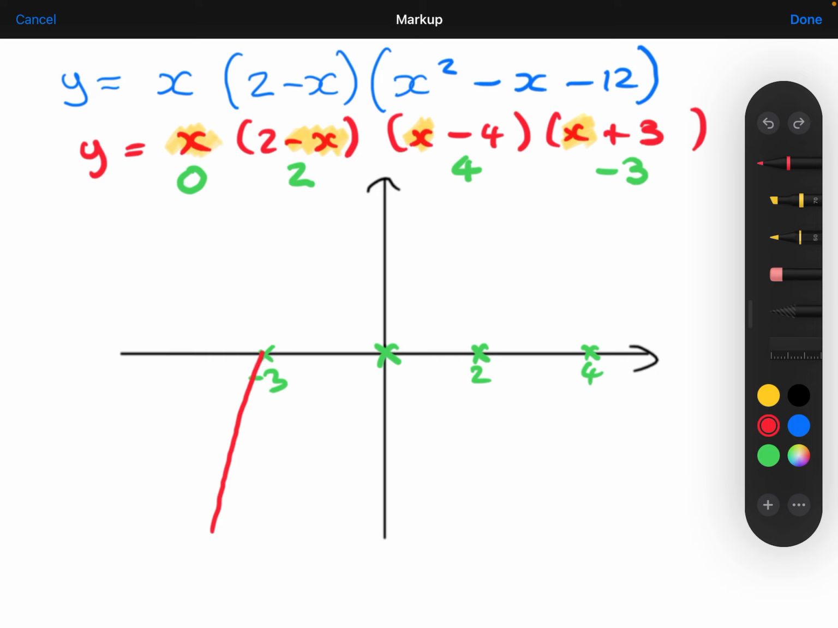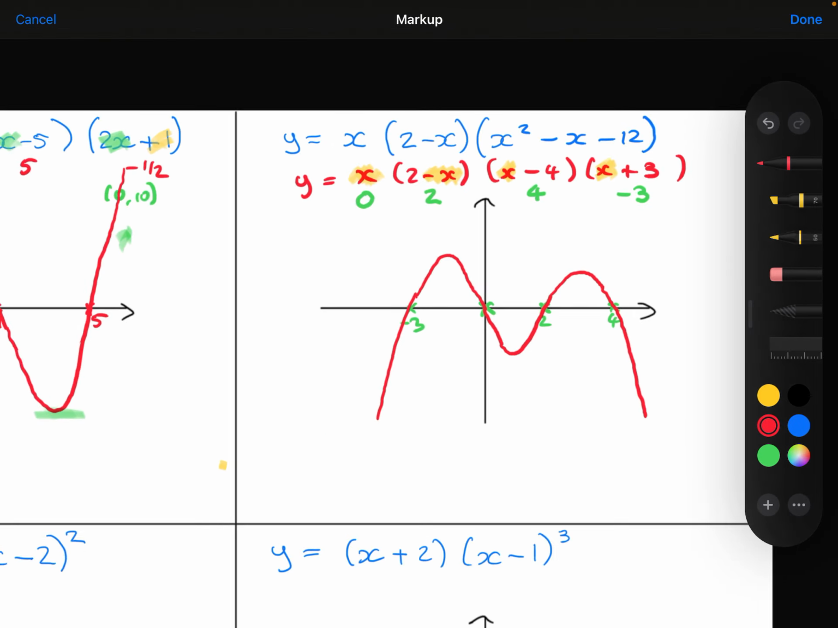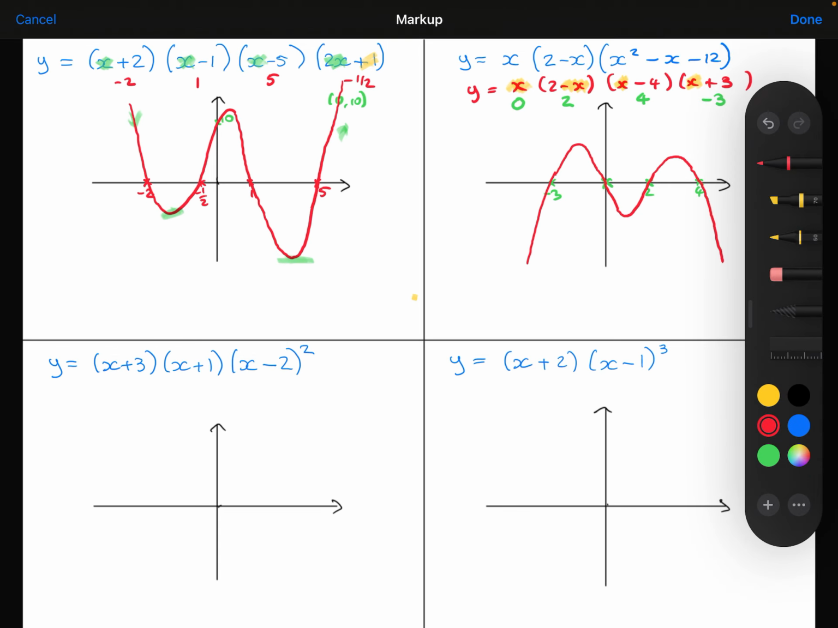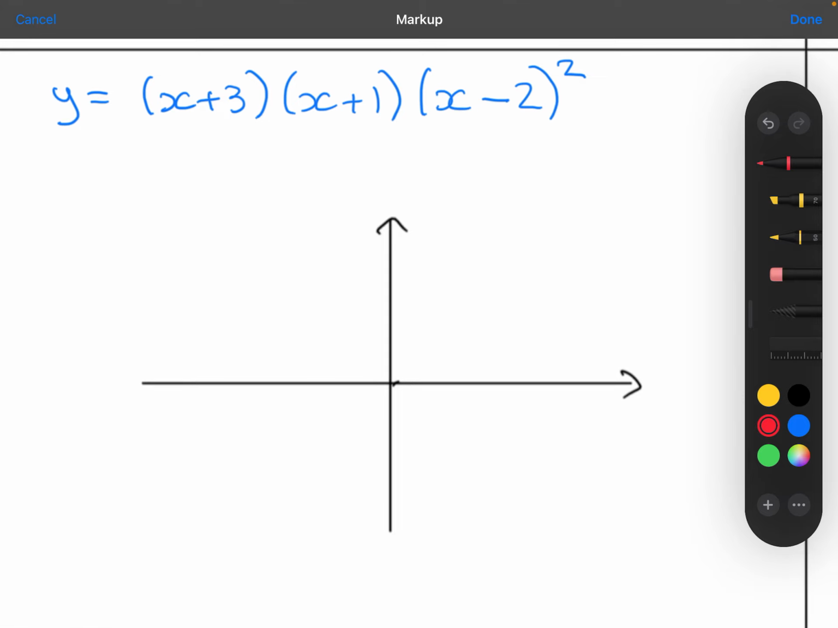Going up, go through -3. It doesn't matter how far up you go for your turning point, so coming back down here roughly, going through 0. It's going to go back up through 2. And then my turning point here again, doesn't matter how far up you go for now, and go back down. Next example.